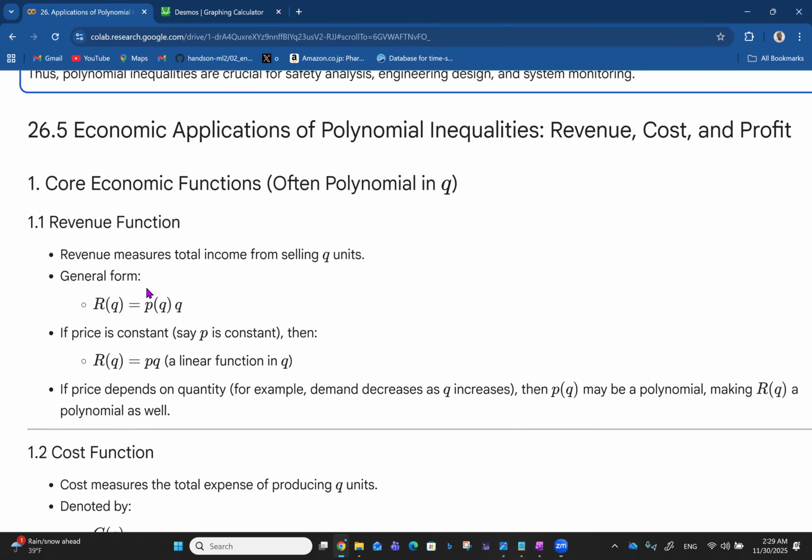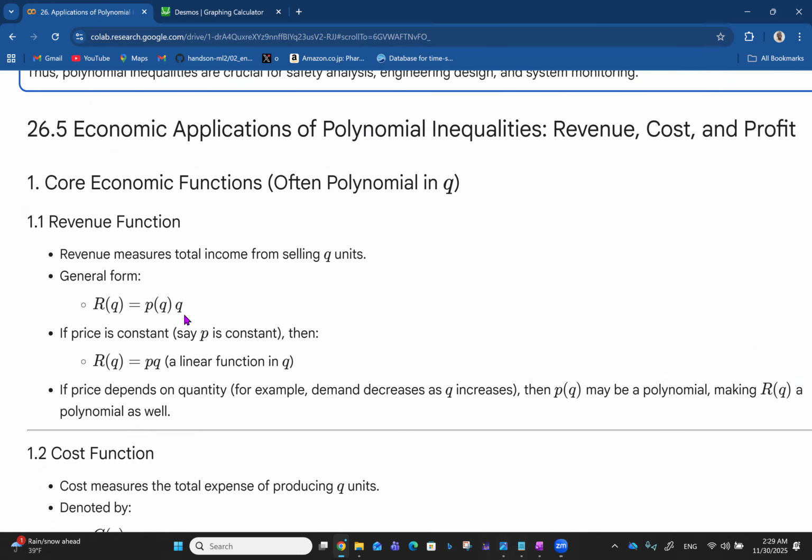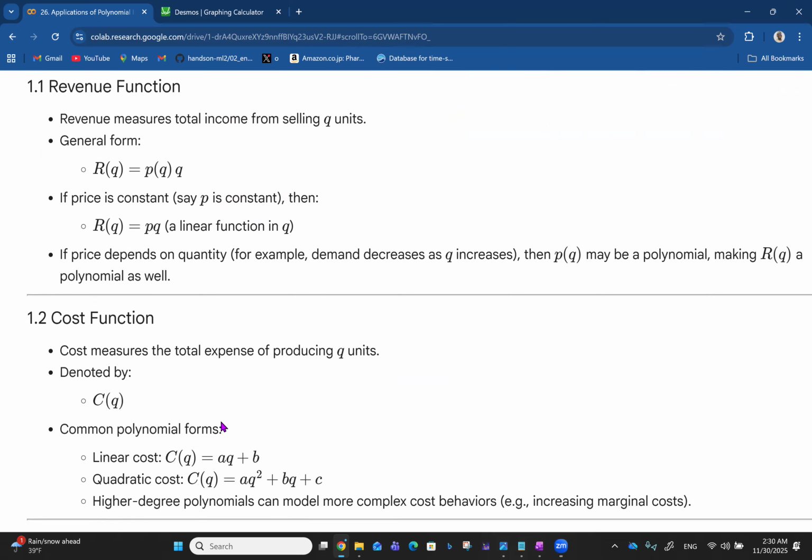Oh, that's long. Okay. You have R of Q equals P over Q multiplied by Q. So if price is constant, say P is constant, then you can say that R of Q is P times Q, a linear function in terms of Q. So if price depends on quantity, for example, demand increases as Q increases, then P of Q may be polynomial, making R of Q a polynomial as well. Okay. And then that's the revenue function.